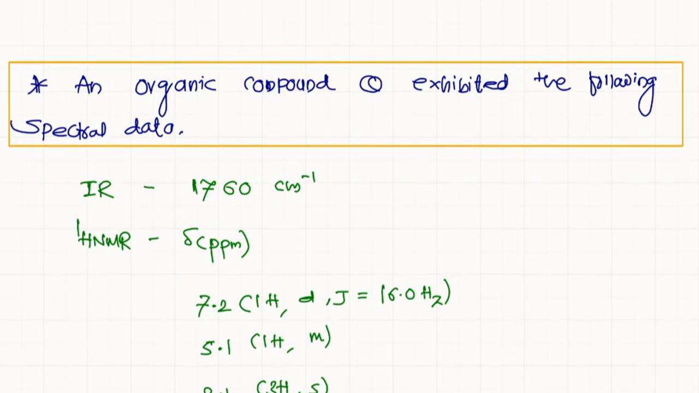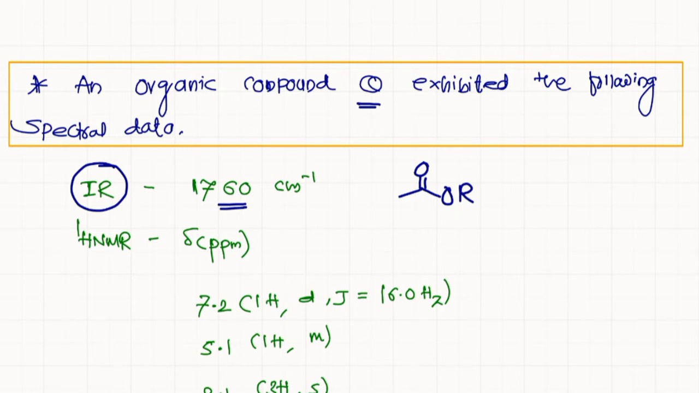An organic compound Q exhibited the following spectral data. Here IR is given at 1760 per centimeter. This frequency indicates that there is a presence of a carbonyl group. Now 1760 means it must belong to some ester-containing system or acid chloride, or one can say the carbonyl group is present in the form of an ester.